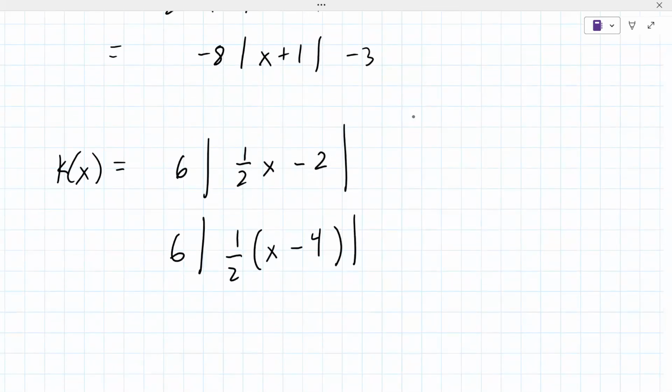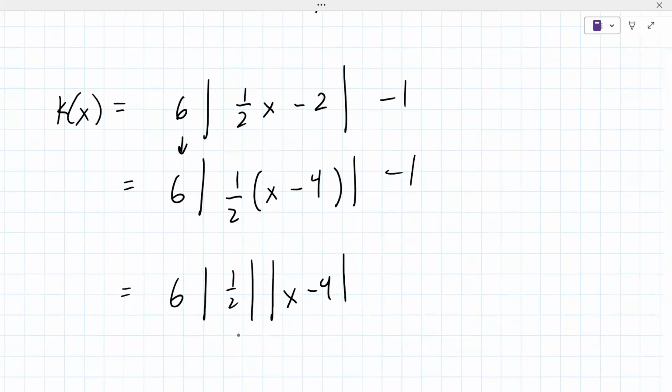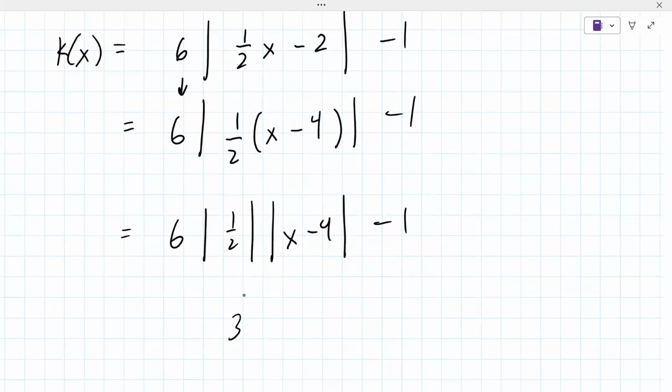Oh wait, I was gonna ask what happened to the 6. Then you get 6, and I'll add a few here. I mean, these are irrelevant, but I understand you want to see them each time. So it's 6 absolute value, 1/2. That's what I was gonna ask, because I didn't see the 6 there. So the 6 changes until you multiply it by the absolute value of 1/2. Yes. So this becomes 3 absolute value x minus 4 minus 1.